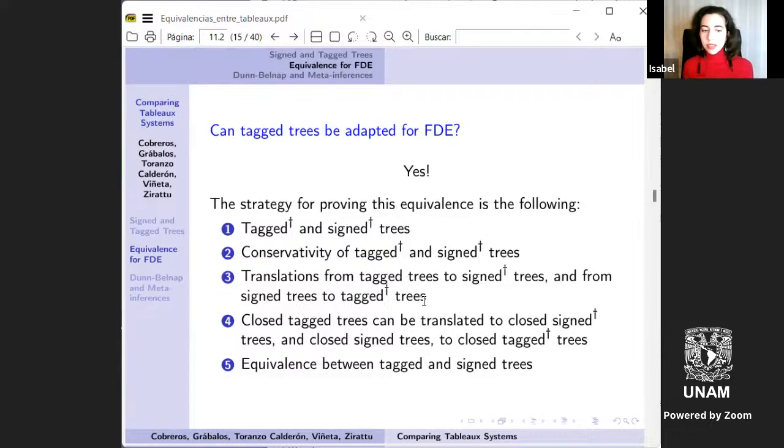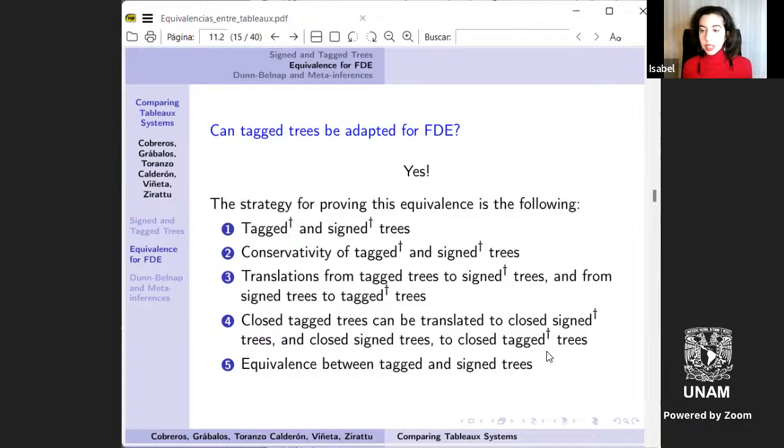from, and this is the relevant part, tagged trees to signed dagger trees, that's one of the directions. And then from signed trees to tagged dagger trees, that would be the other direction. So each one of the extra systems will be used only for one direction of the translation. And then we'll double check that indeed those tag trees can be translated to the closed ones, that the closing conditions match.